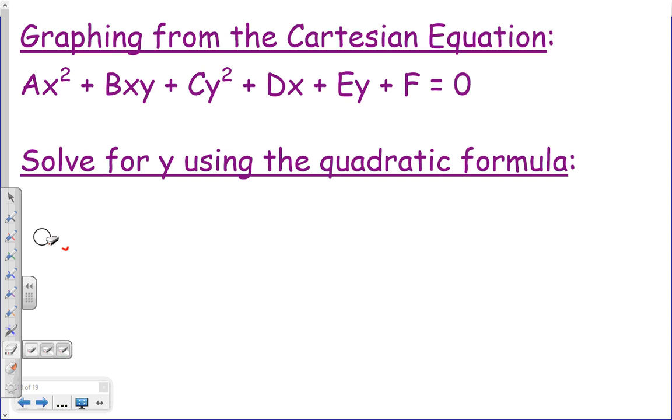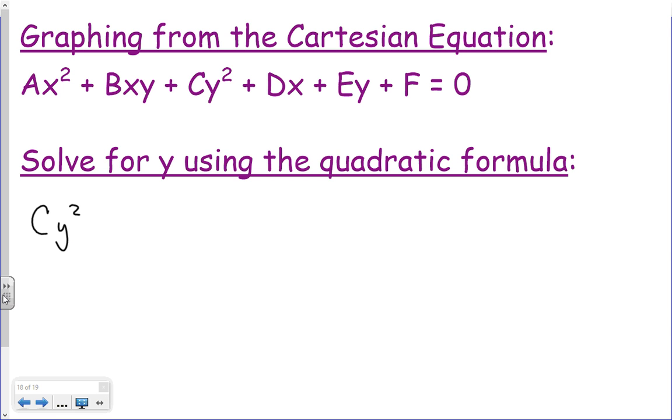I'll do it in black here. Cy squared. And then we write our y term second. So we've got our cy squared already taken care of. Then we write our y term second. Now this has a y in it, and this has a y in it. So let's factor out the y from each of those and write it next.